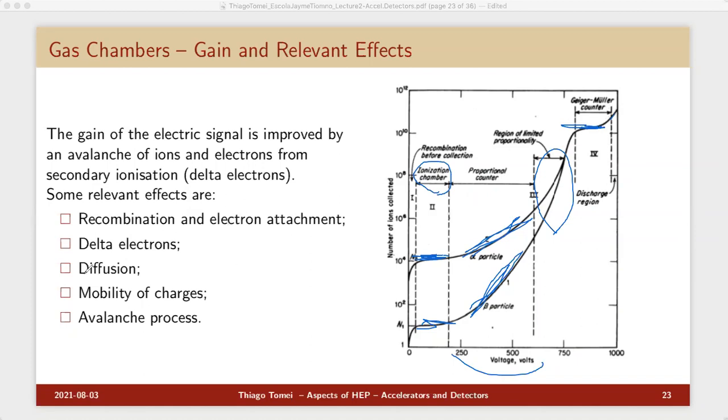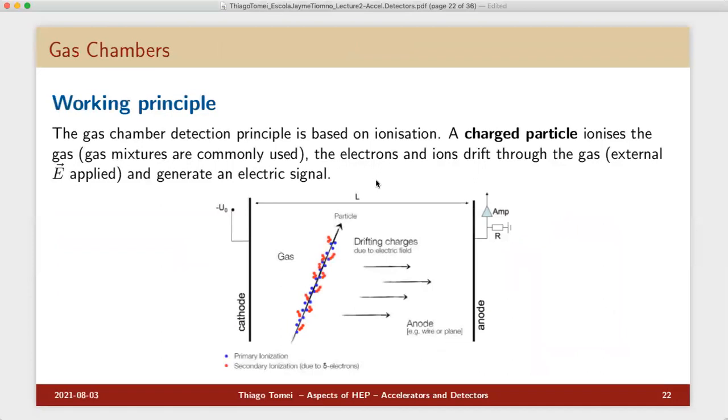And all of these depends on the diffusion of electrons and ions through the gas, the mobility of the charge, and the details of the avalanche process. But the key thing is that the gas chamber, depending on the admixture of gases and the voltage that you apply and the geometry, let me go back one slide, and the geometry here, it is an extremely flexible detector.